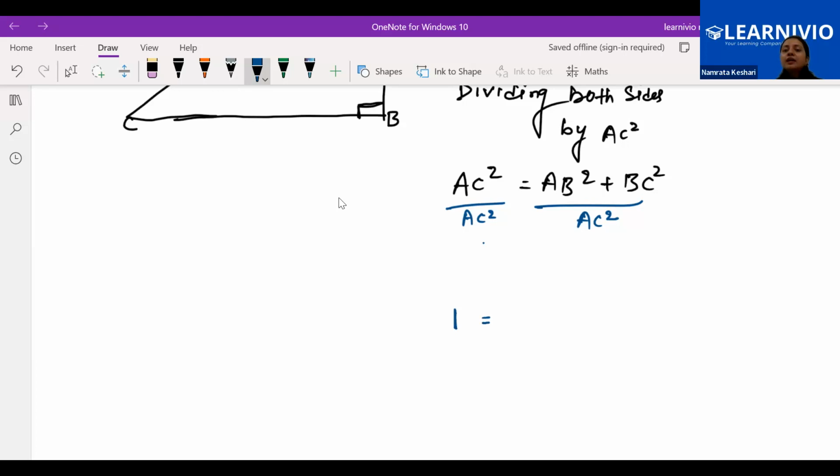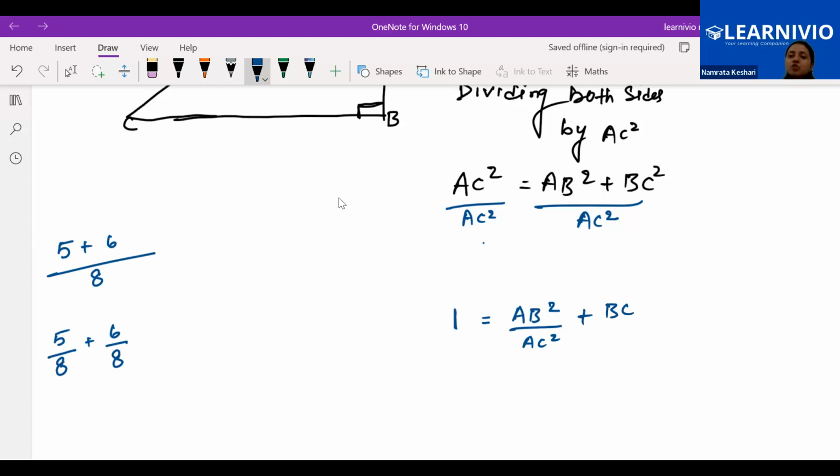On the other side, we are going to separate it. Let me tell you how to separate it. Whenever you have 5 plus 6 by 8, you can write it as 5 by 8 plus 6 by 8. Yes or no? Yes, you can write it. So similarly, here also you can write AB square by AC square plus BC square by AC square. Yes, we can write it.